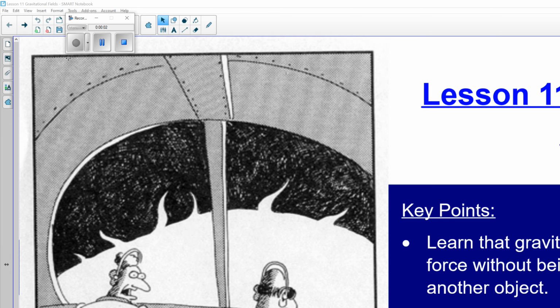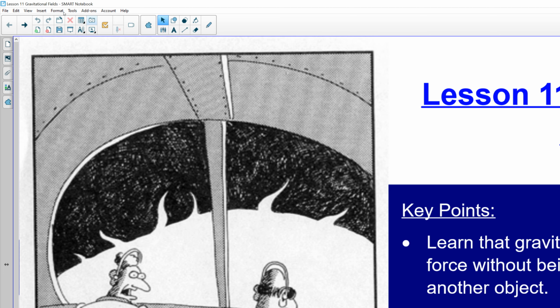Okay, so for gravitational fields, the first thing we have to talk about is what is a field? Because we haven't talked about any field forces per se in this course. The field forces that you will deal with in physics in high school are gravitational fields, magnetic fields, and electrical fields. A field is basically an area of influence. So it's an area, or probably more accurately, a volume, in which that force can exert itself on something else. It doesn't have to touch it.